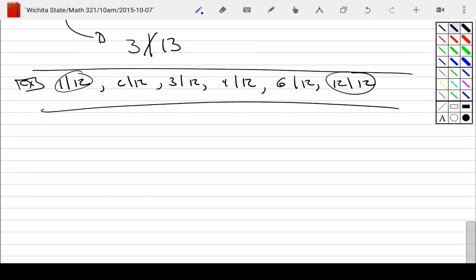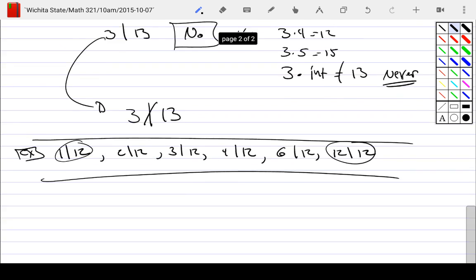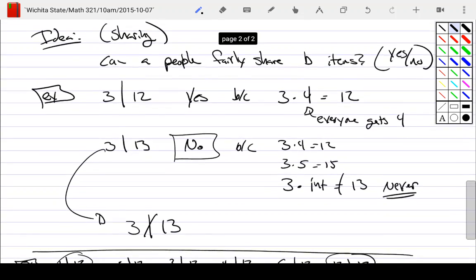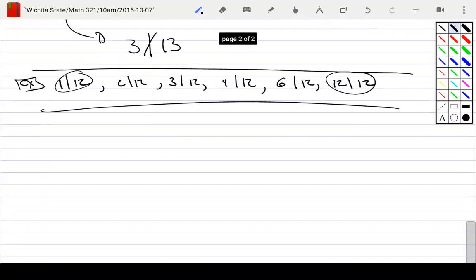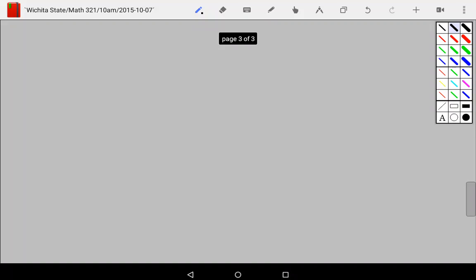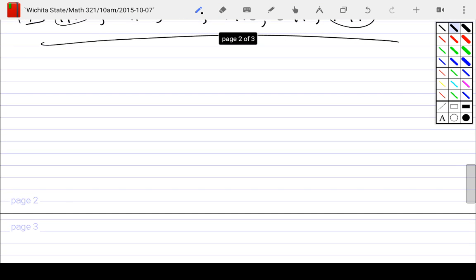All right. Obviously, me saying words like, can A people fairly share B items? Yes, no, is a pretty bad mathematical definition. So let's use lots of symbols and math words.